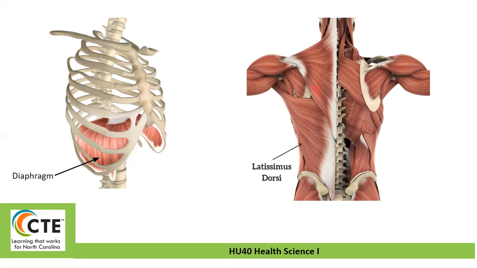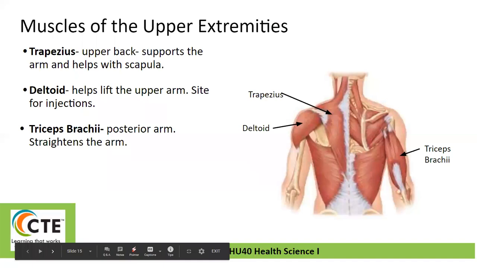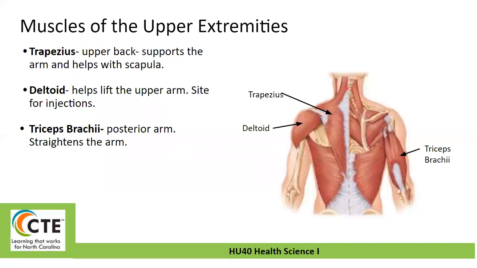The trapezius is like a diamond shape of your back. This is the upper back muscle right in here. And of course, we have it on the other side. But this is showing, again, the layers of muscles within our upper body. The trapezius is what I just talked about, is located here, and it goes the other side as well. It supports the arm and helps with the scapula.